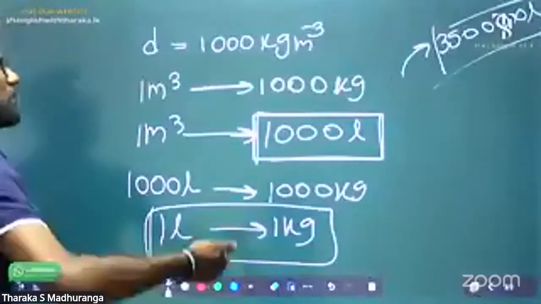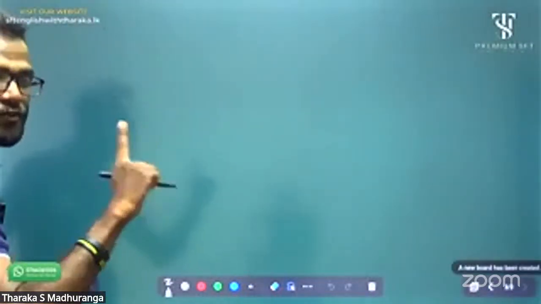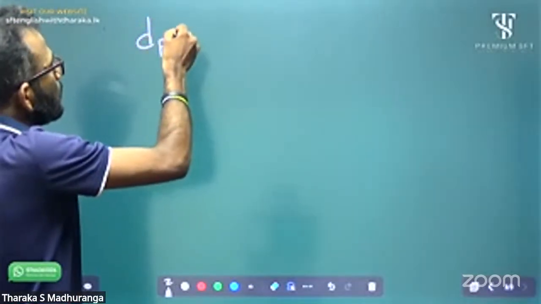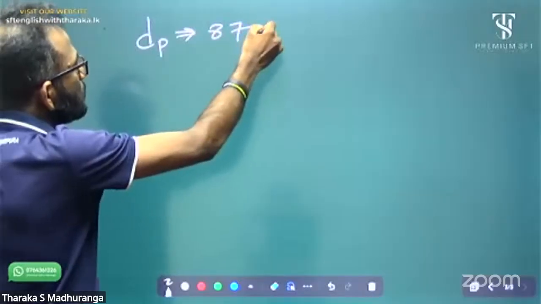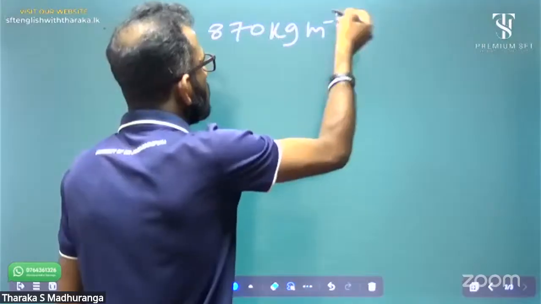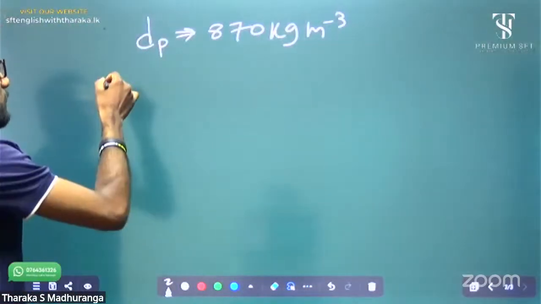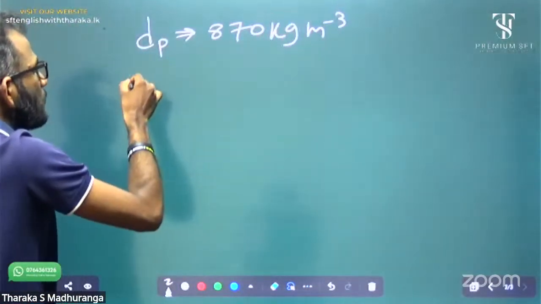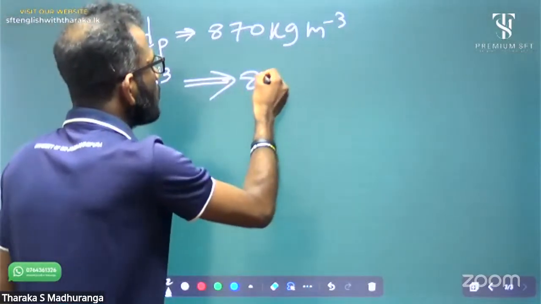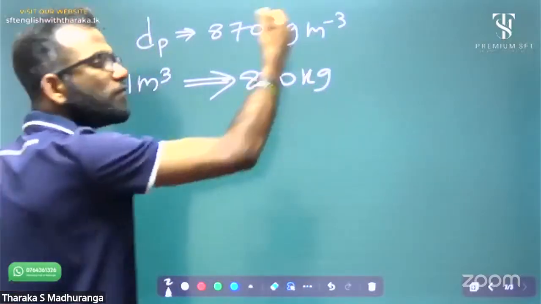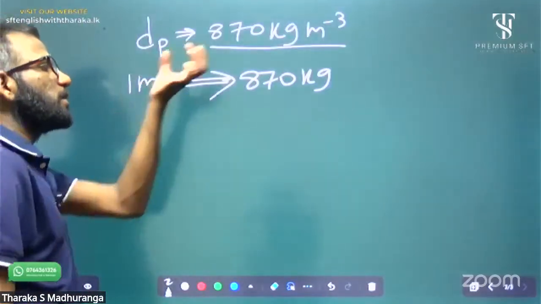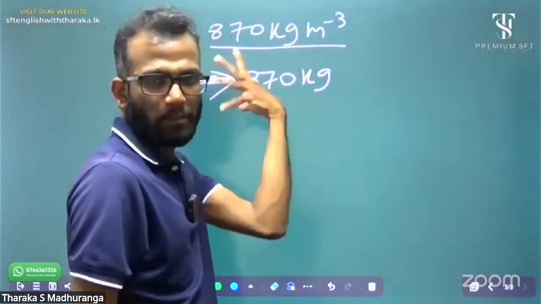Petrol, let's see the mass of 1 liter of petrol. Let's think the density of petrol is 870 kg m^-3. It is less than water density, no? Per 1 cubic meter, 870 kilogram. That's the meaning of density. Per 1 cubic meter, 870 kilogram.